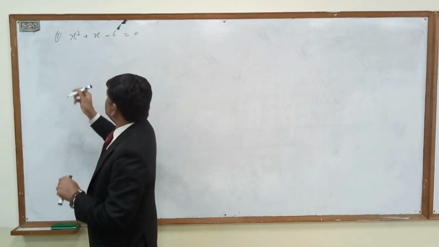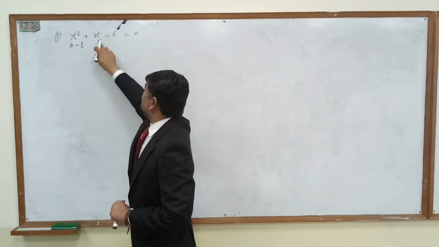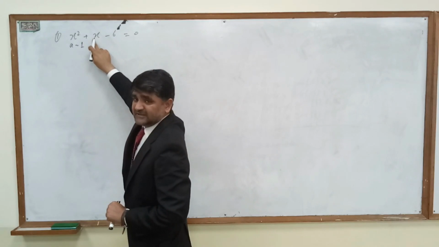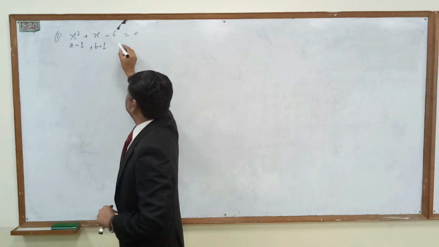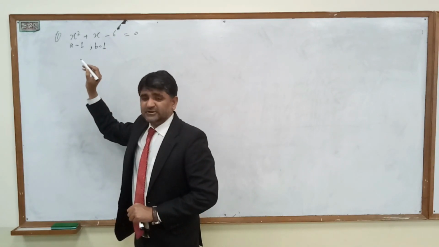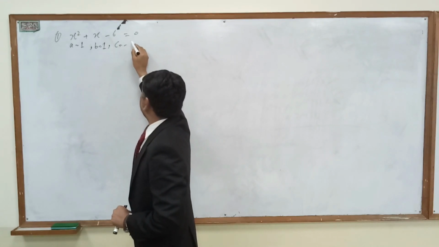So what is value of a? 1. Value of a is 1. The variable having power 1, coefficient is denoted by b. The value of b is also 1. Constant is denoted by c. The value of c is minus 6.